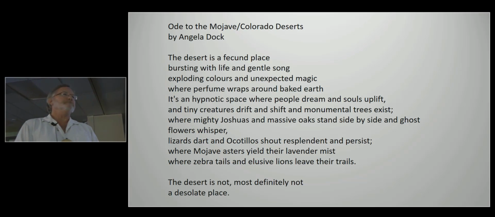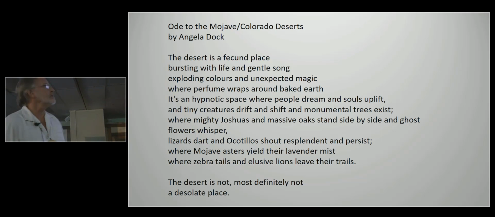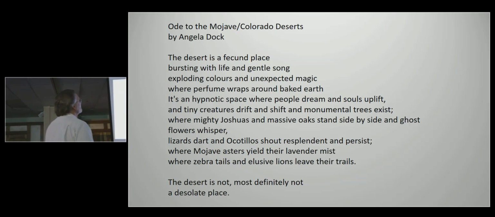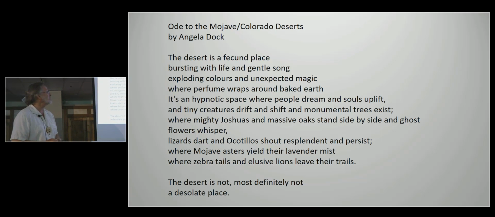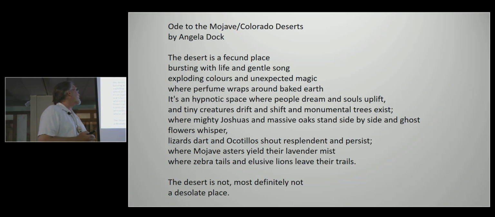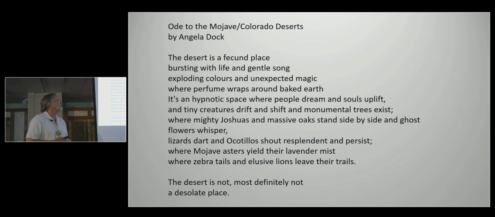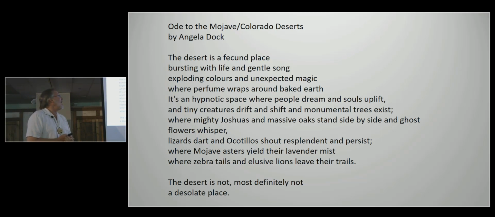So she showed up, and then this is what she wrote. She said, the desert is a fecund place, bursting with life and gentle song, exploding colors and unexpected magic, where perfume wraps around baked earth. It's a hypnotic space where people dream and souls uplift, and tiny creatures drift and shift, and monumental trees exist, where mighty Joshuas and massive oaks stand side by side, and ghost flowers whisper.